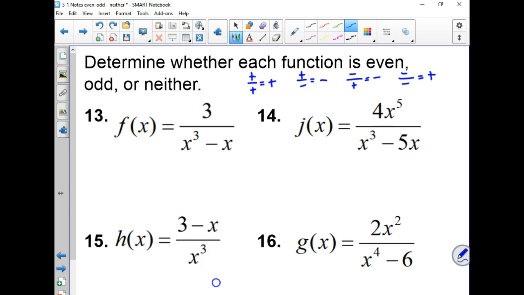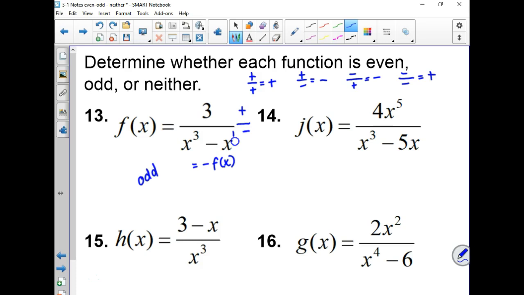So whenever we look at problems like number 13, the numerator is just a 3. It's going to stay the same. It's going to be positive. The denominator, we're going to have x to the third and then x to the first, which makes this odd. It's going to change signs, which is going to be a negative. So positive over a negative is going to be a negative f of x, which means this is an odd function.